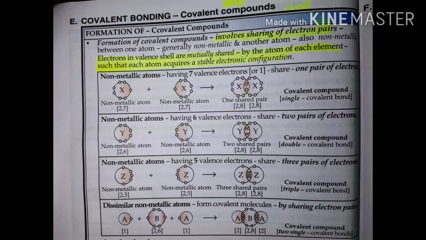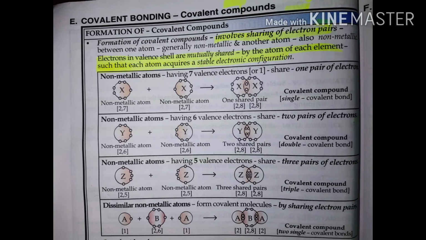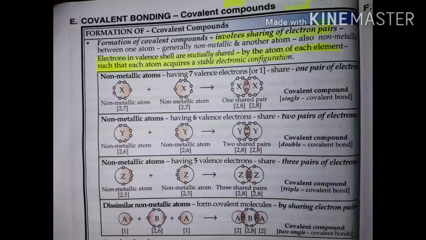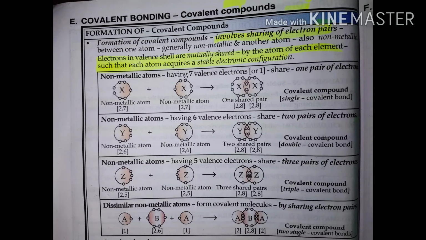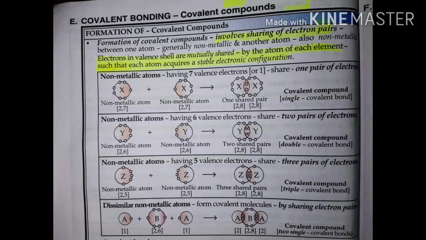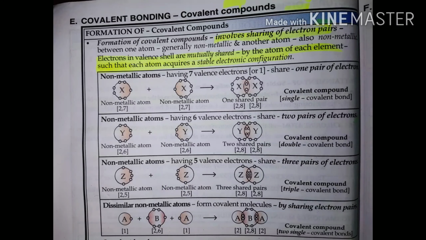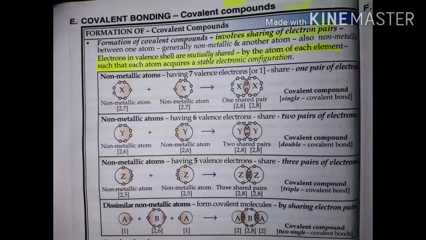Similarly, you can see the example of a double covalent bond. In this example, there is an atom named Y and another atom of the same kind Y, and both atoms have electronic configuration 2,6. Both require 2 electrons to attain a stable electronic configuration. Therefore, they share 2 pairs of electrons, 2 from each Y atom, and therefore they form a double covalent bond. Such type of bond is called a double covalent bond.